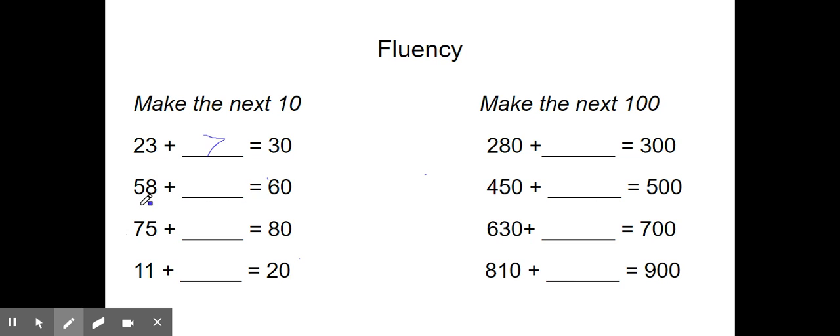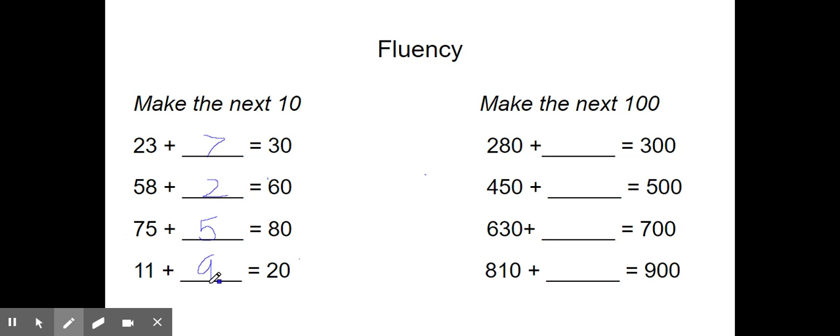58 plus blank equals 60. We want to make a new 10, so we need to think about what 8's partner to 10 is. 8 and 2 are partners. I need 2 more ones. 75 plus blank equals 80. What's 5's partner to 10? 5 and 5 are partners. 11 plus blank equals 20. There's 1 one. How many more 1s do we need to make a new 10? We need 9 more 1s.